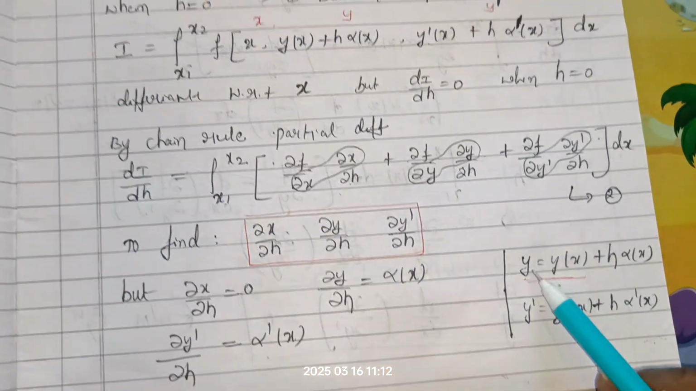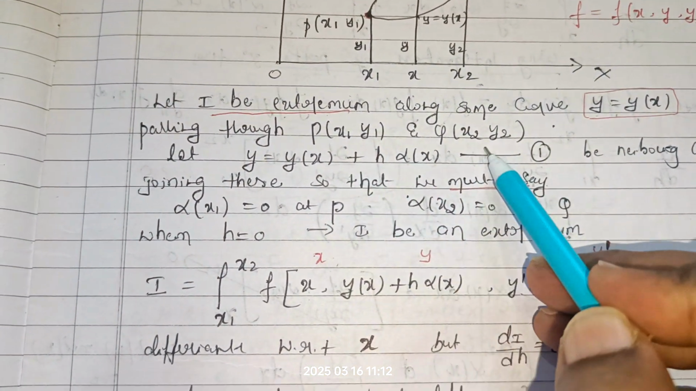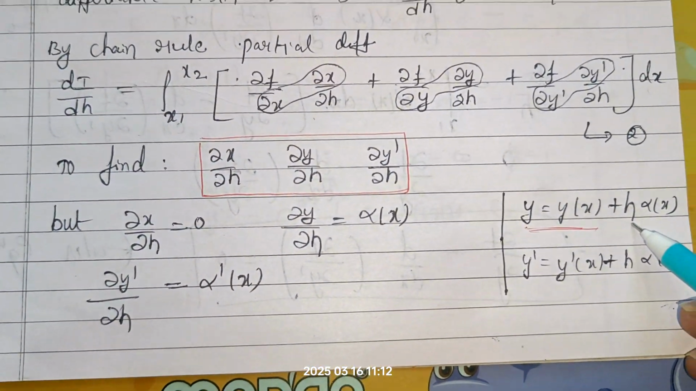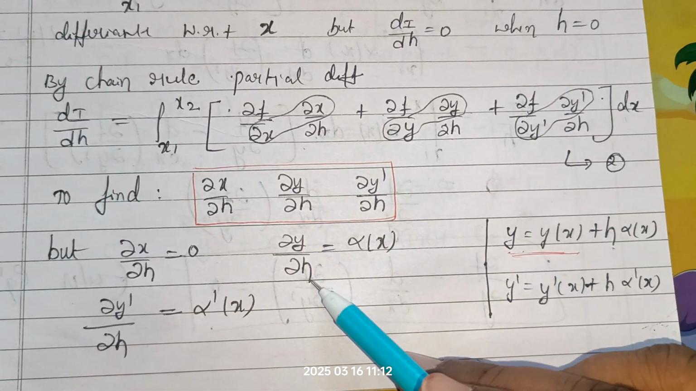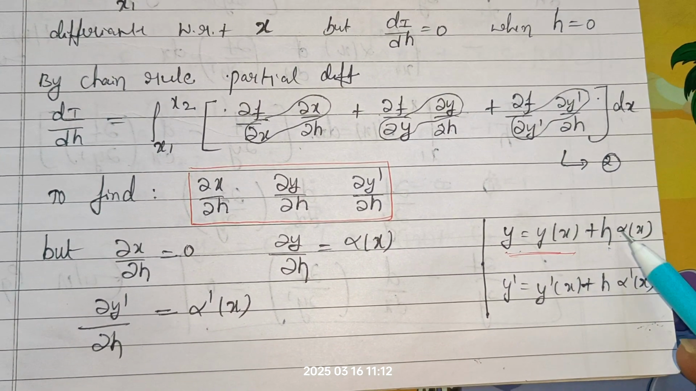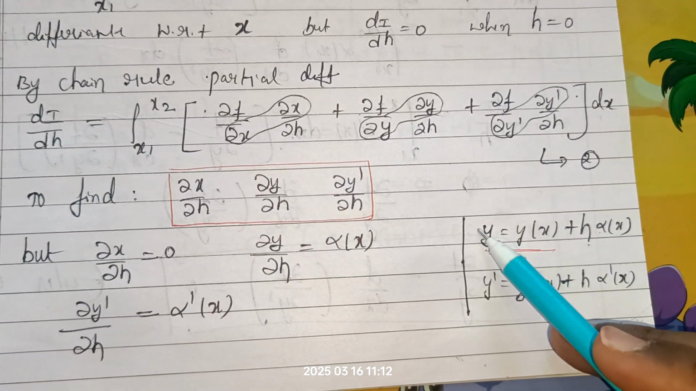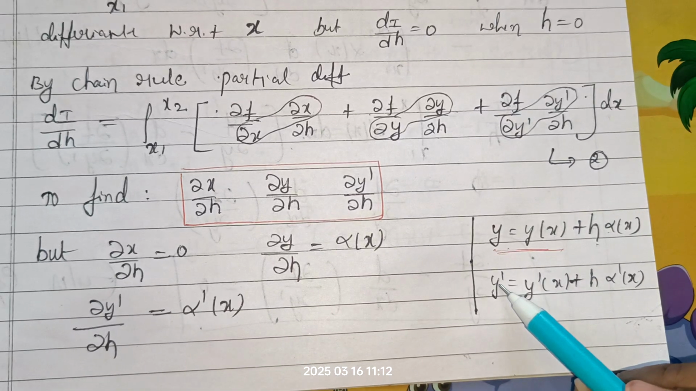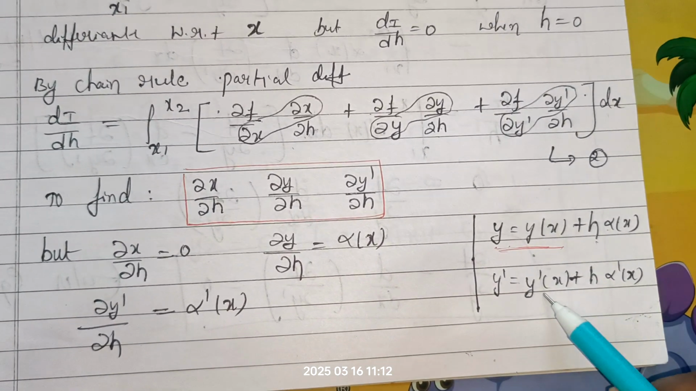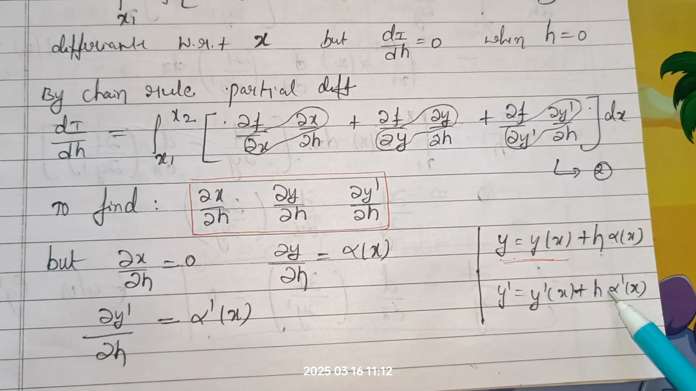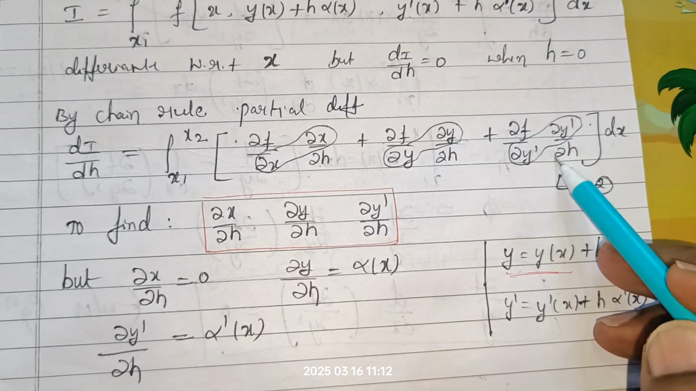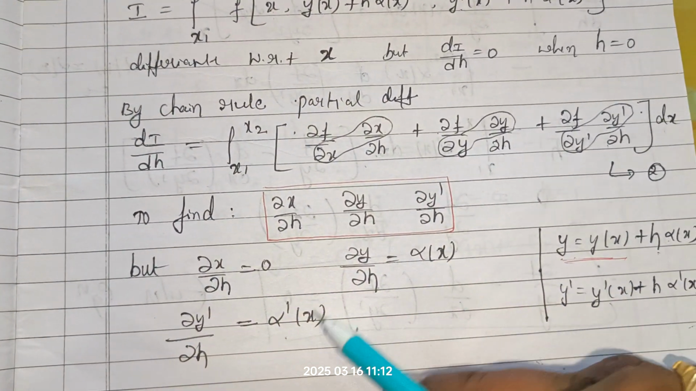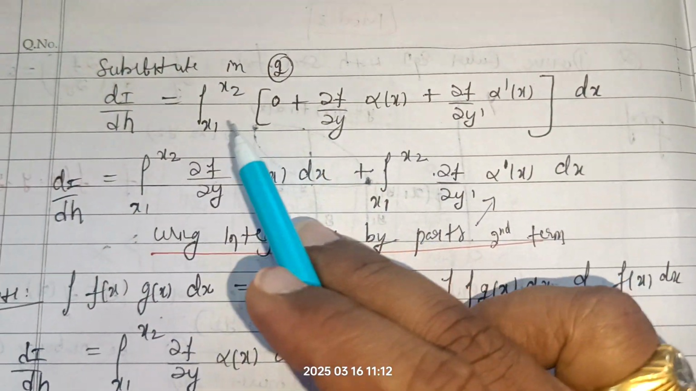For this we use equation number 1. With the help of equation 1, we find ∂x/∂h, which is 0. ∂y/∂h is alpha(x), since the h term drops out. Similarly, ∂y'/∂h is alpha'(x). So the first parameter is 0, the second is alpha(x), and the third is alpha'(x). Substitute these three values in this equation, and we will get this equation.